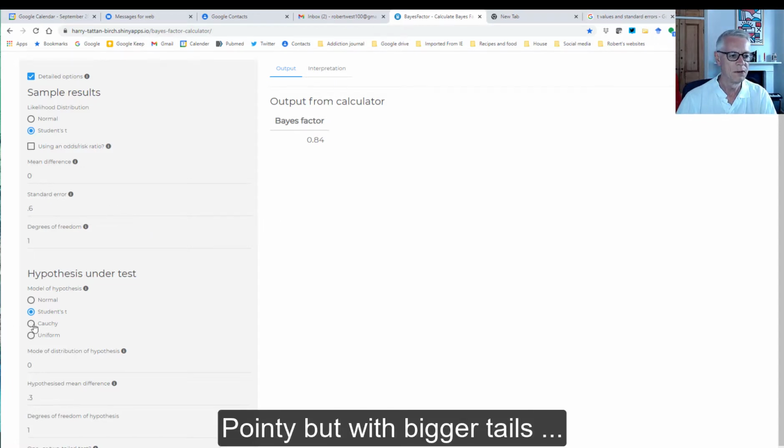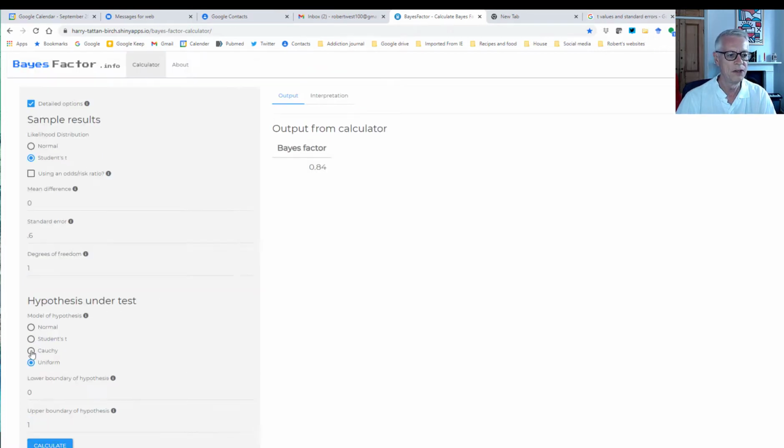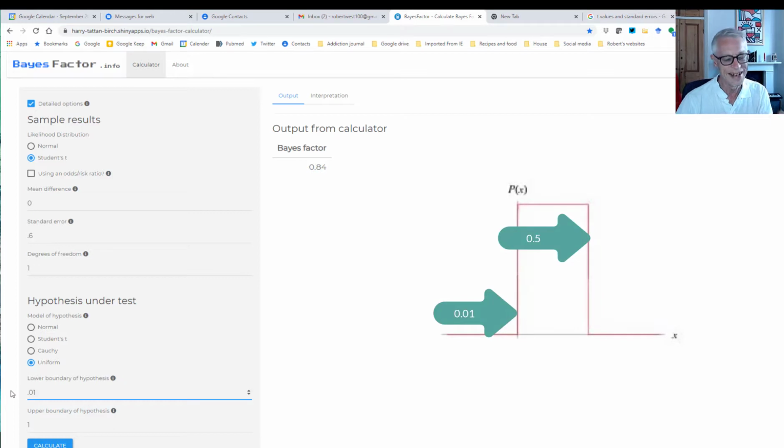We can also specify as our experimental hypothesis a t-distribution, which is more pointy. We can specify what's known as a Cauchy distribution, which is a t-distribution with 1 degree of freedom. And you can specify a uniform distribution, in which case it'll ask you what your upper and lower boundaries are. What are the outside ranges within which you think the value will lie? So your experimental hypothesis might be, I think it's going to be anywhere between 0.01 and, let's say, 0.5 here. And then you can calculate that.